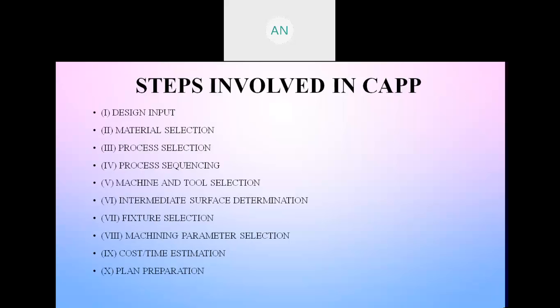So finally, machining parameter selection. Then as a layer of that, the economics has been placed. Finally, the cost and time estimation. Then final plan preparation. So these are the steps involved in cultivating the CAPP.